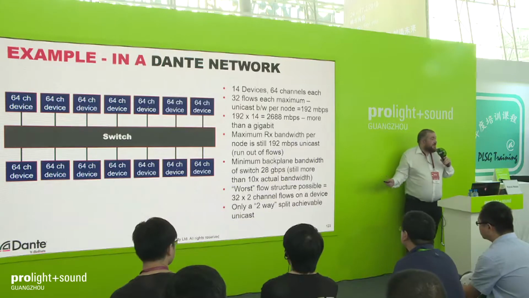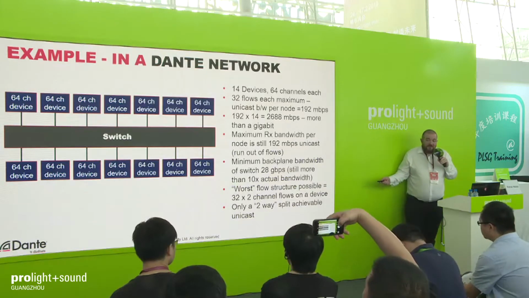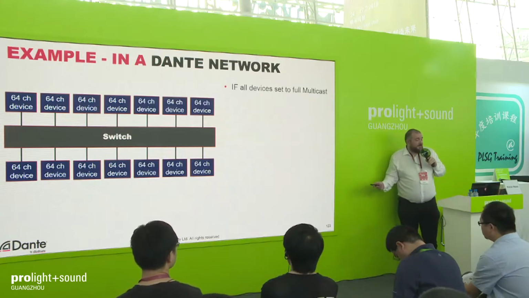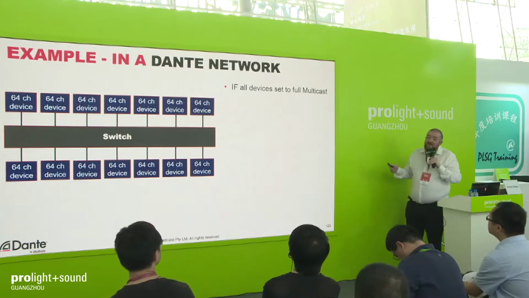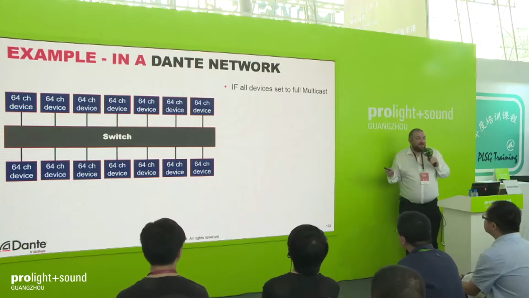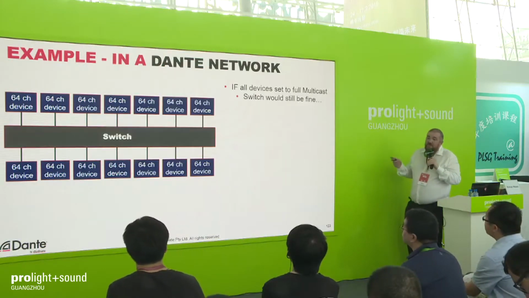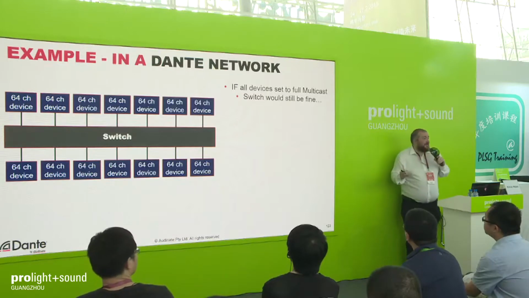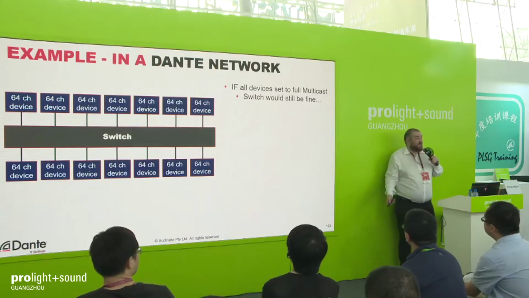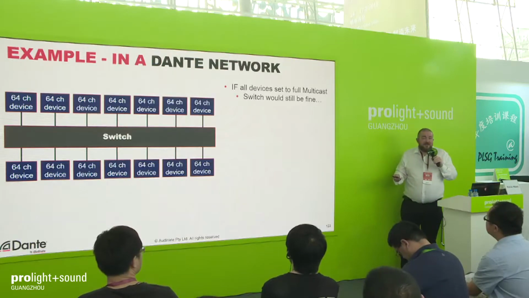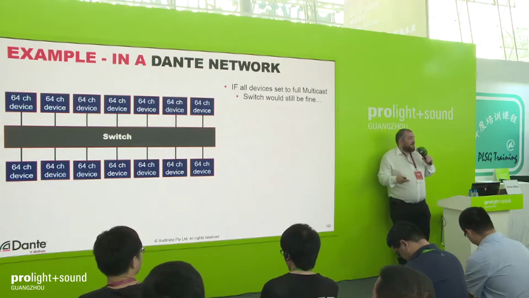But we only have a 2-way split achievable if we do that kind of thing. So, let's make this worse. Let's set all of these devices to full multicast. Now we could have a problem. The switch is still going to be fine, and in fact the amount of bandwidth in the switch would reduce because we're not being inefficient with flows. All we're doing is sending single multicast flows containing single channels.